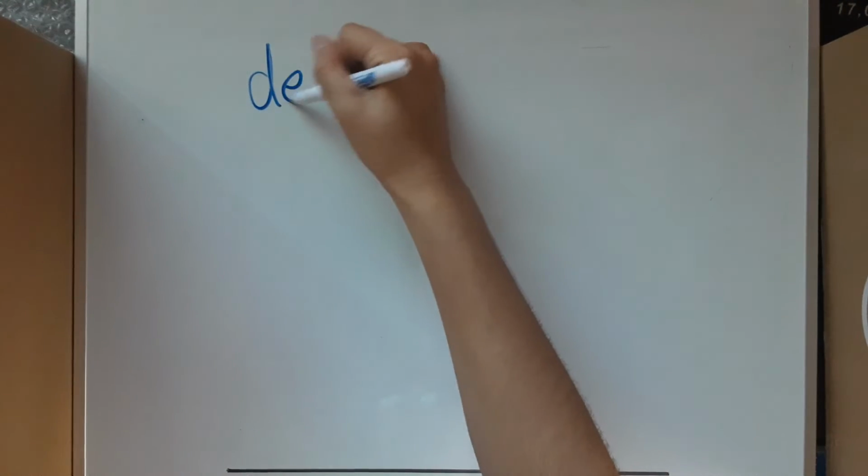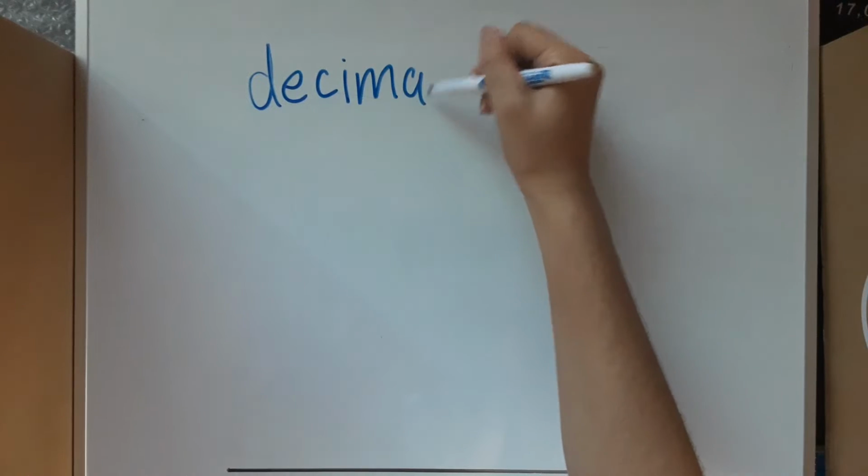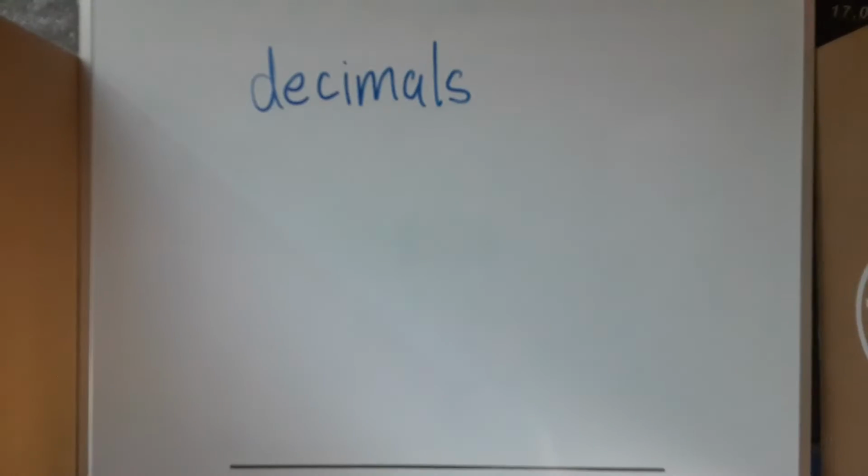Decimals is spelled D-E-C-I-M-A-L-S. Decimals, like fractions, are parts of a whole. While they are like fractions, they're written differently.